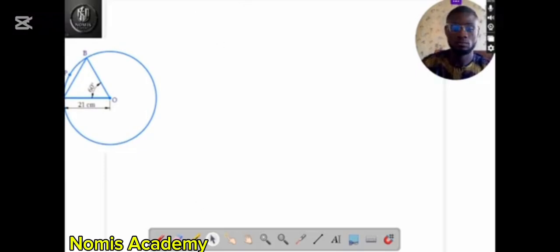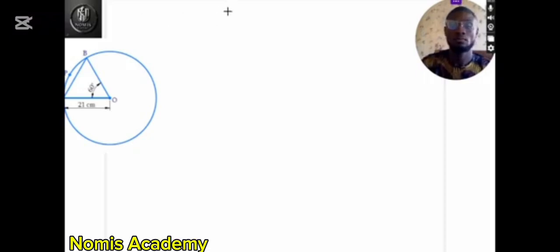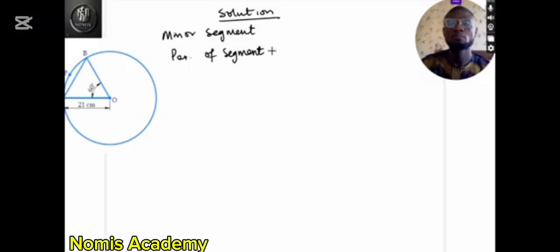Now the solution. The minor segment. For the minor segment, I told you first thing, the perimeter of segments has to be used here, which is equal to 2 pi r open bracket theta all over 360 plus 2r sine theta all over 2.